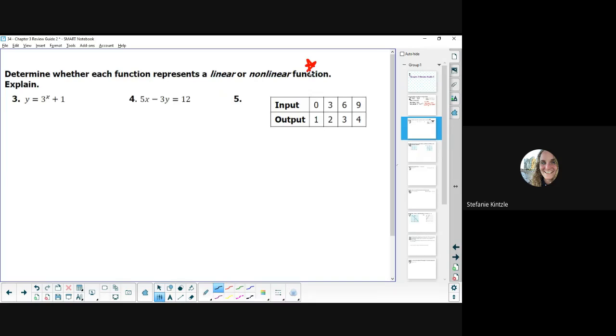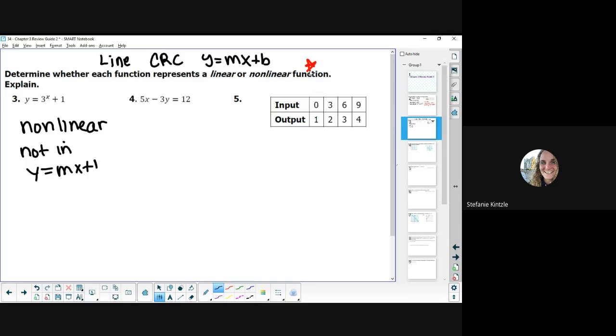If it's linear and it's a graph, then it's going to be a line. If it's a table, then a linear function will have a constant rate of change. And if it's an equation, then we will be able to put it in this form. So the first one, we have 3 to the x power. Can x be in the exponent? Nope. So that's nonlinear. You don't have to say because x is in the exponent. I want you to be specific and say, not in y equals mx plus b form. That's why it's nonlinear.